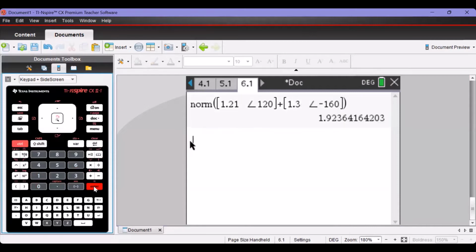All looks good. Press enter, and so the magnitude of the resultant force is correct to 2 decimal places, 1.92 newtons. So the answer is B.